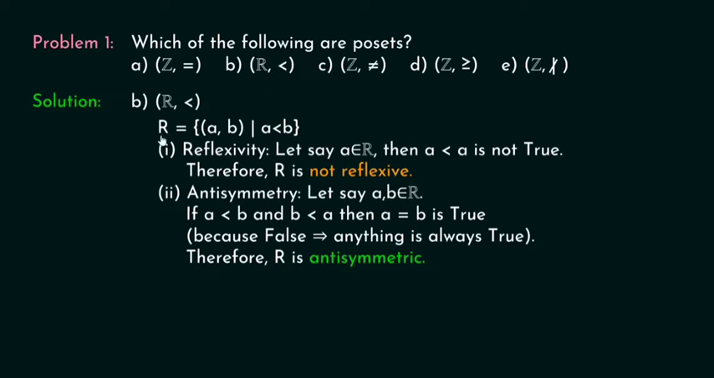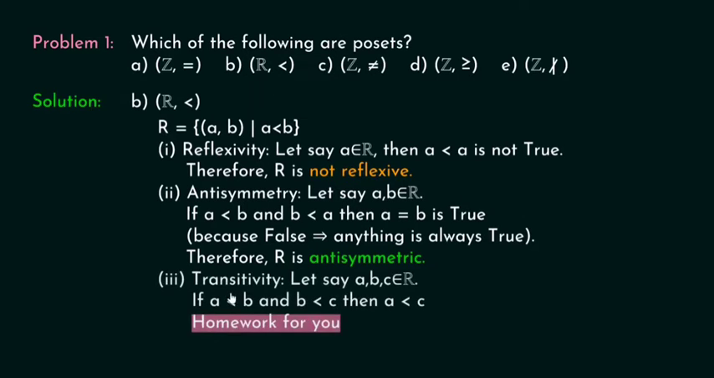Let's identify whether this relation is transitive or not. And I will provide this to you as homework. This is your homework, okay? Identify whether this relation is transitive or not on your own. But at the end, we know that this relation is not a partial order and (R, <) is not a poset. This is very clear because this is not a reflexive relation, right?